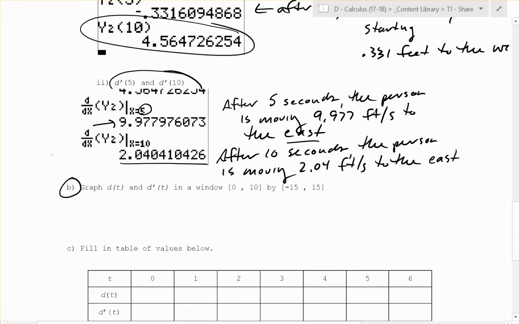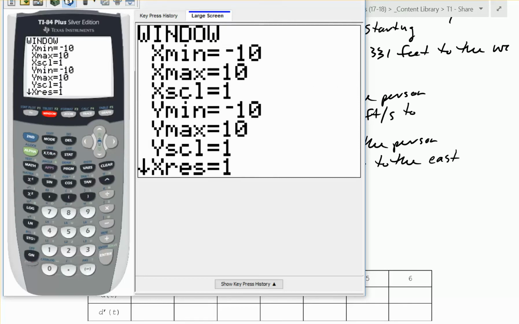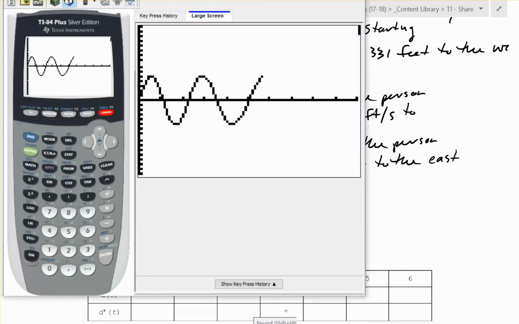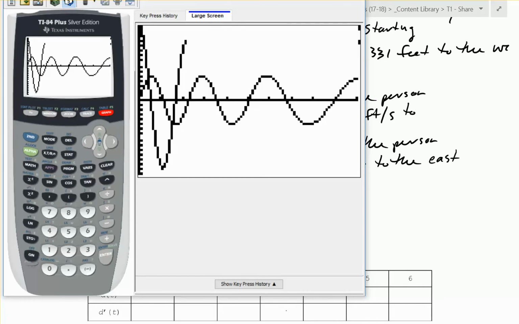For this window, it said 0 to 10 and negative 15 to 15. You get there by clicking on window. So it's 0 to 10 and negative 15 to 15. Then you hit graph. So that was the function, and now look at the derivative right here. It is graphing the derivative. Very cool.